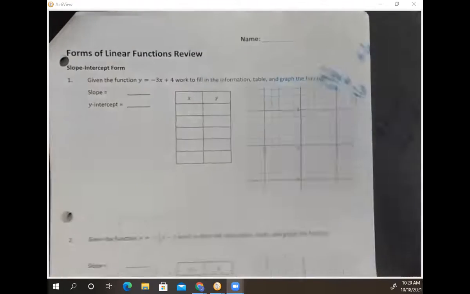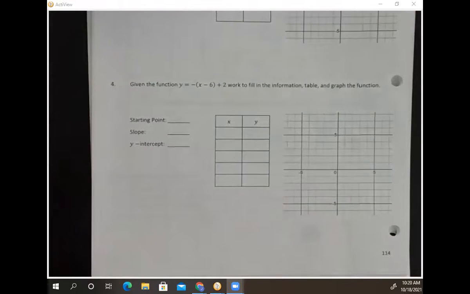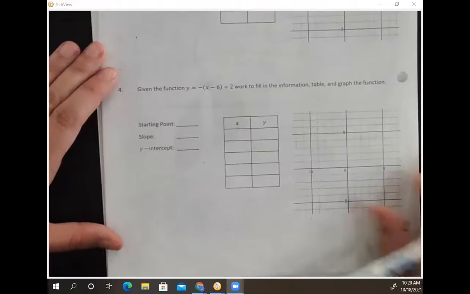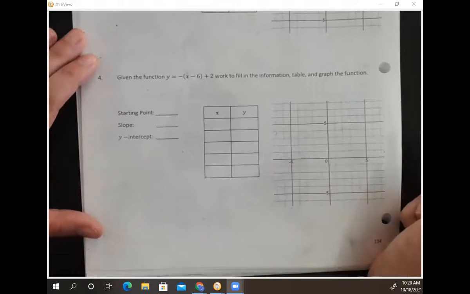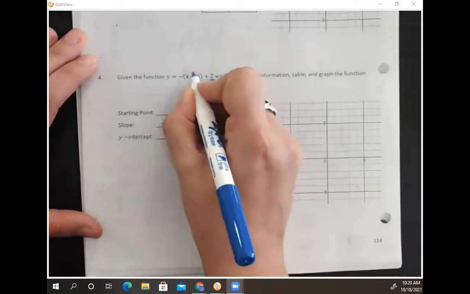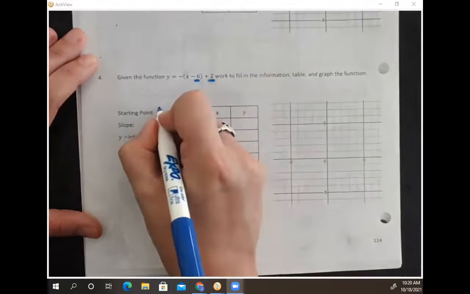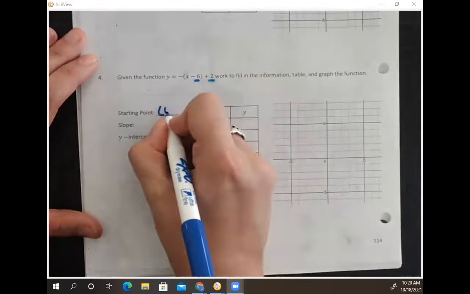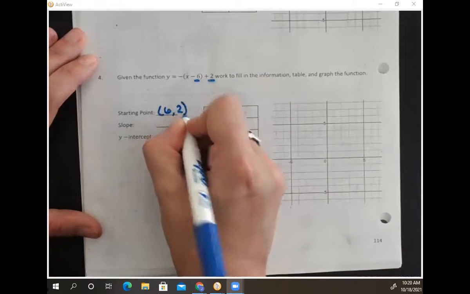On the next page, we have point slope form. I'm going to go through the second of these. I'm going to go through number 4 with you down here. So for point slope form, I know the point and the slope. Our starting point comes from here and here. Remember that x value for my ordered pair has the opposite sign of what I see in parentheses of x. So I have the point 6, comma 2.